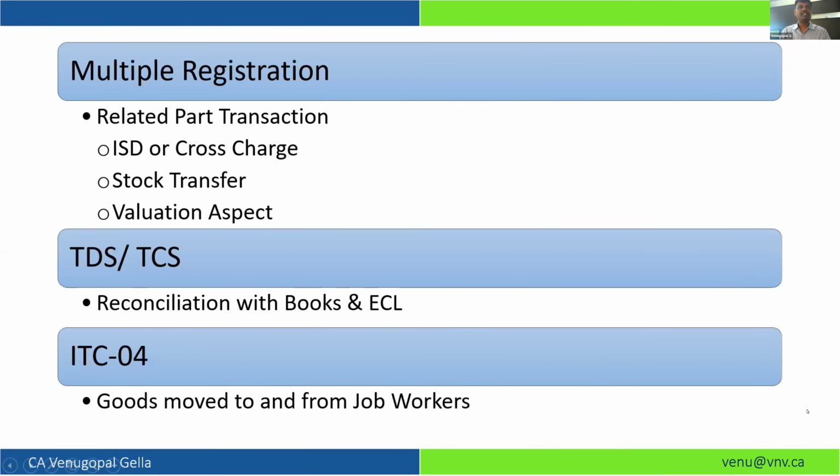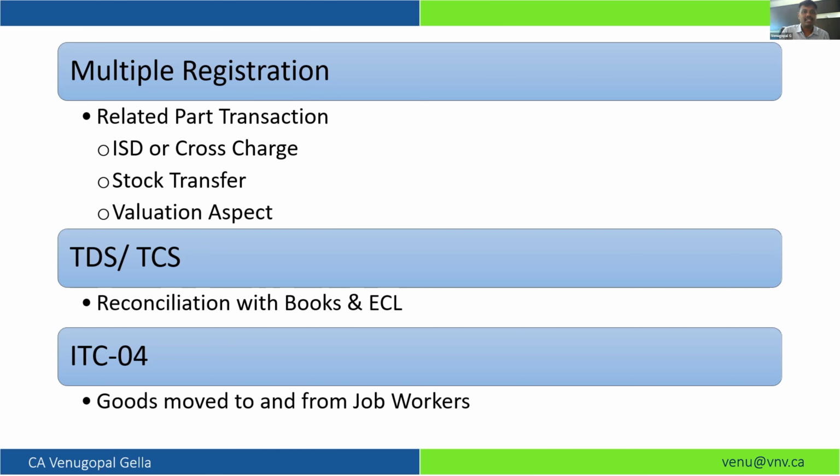ITC 04 is basically a declaration which is furnished by a registered principal, which shows the details of inputs and the capital goods which have been dispatched to a job worker and whatever has been received. Because we know within 1 year the inputs have to come back, and within 3 years the capital goods have to come back. So they have given a relaxation: turnover up to 5 crores, file it yearly; turnover beyond 5 crores, file every 6 months.